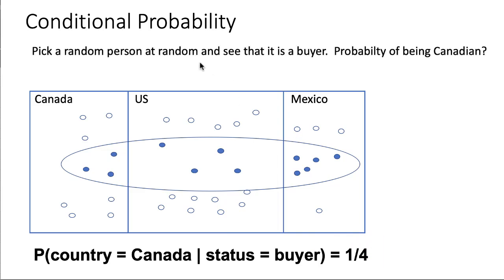So what we did here was we picked a person at random, and we see that the person is a buyer, which means we are given that this person is a buyer. Now we ask the question, what is the probability of this person being a Canadian? Given that the person is a buyer, this person is obviously one of these 12. Now we want to find out the probability that the person is one of these 3. So it's going to be 3 divided by the overall 12, so it's 1 by 4.